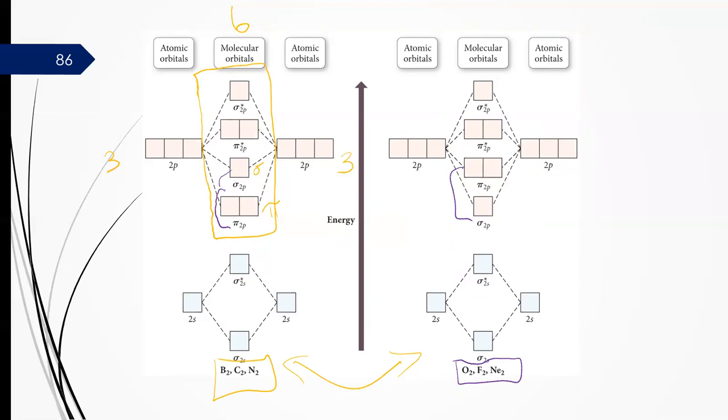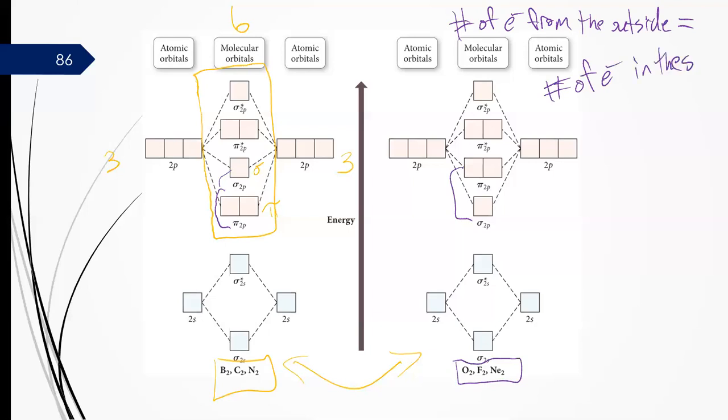And so the part to remember as you fill it in is that you want to take all of the electrons from the left-hand side and all of the electrons from the right-hand side, and you need to move them to the middle. So your number of electrons from the outside should equal the number of electrons in the shared.